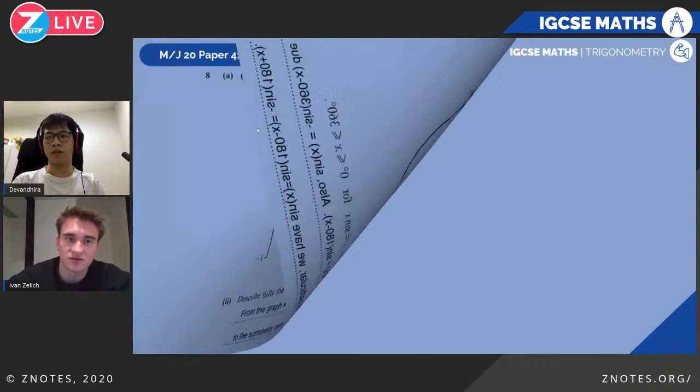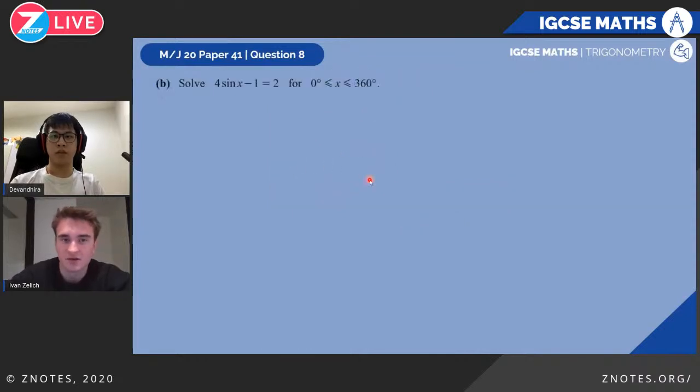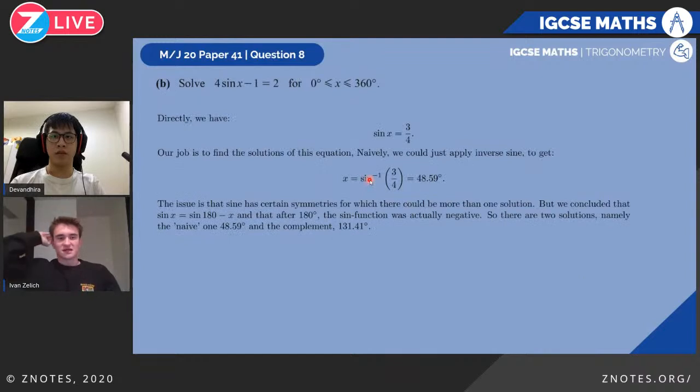And now we have to solve that. Basically, the idea is that if we look at the graph, 3 on 4 is positive, and sine is positive only on the region of 0 to 180. And it's the same value at some angle here and the complement of that. So directly, we have sine of x is 3 on 4. We have to find the solutions.